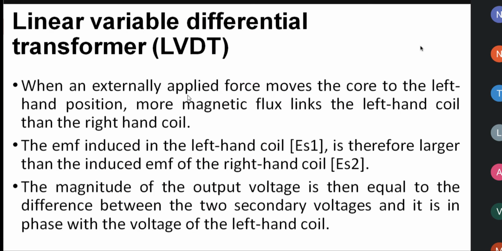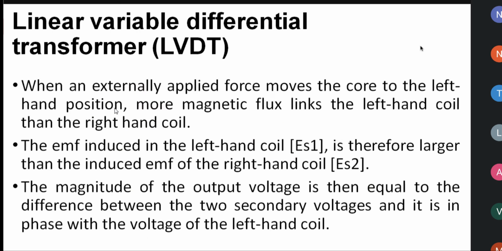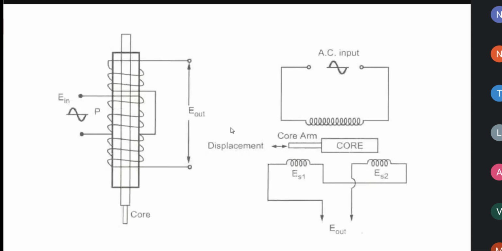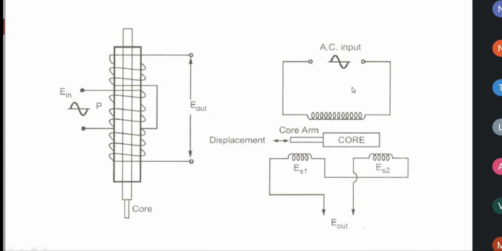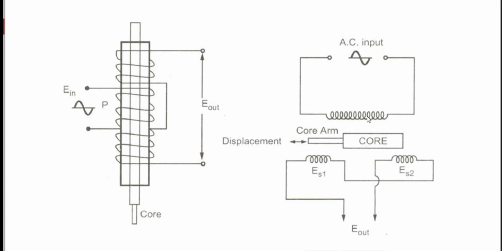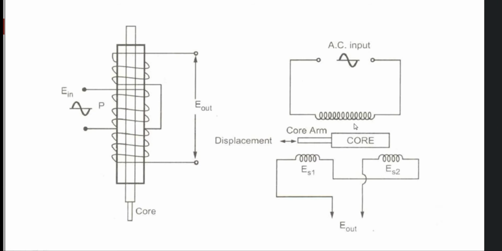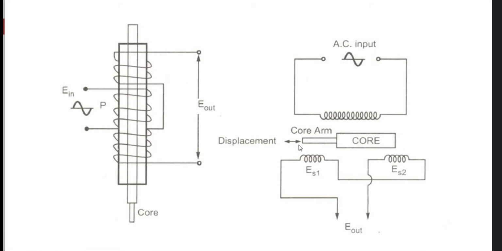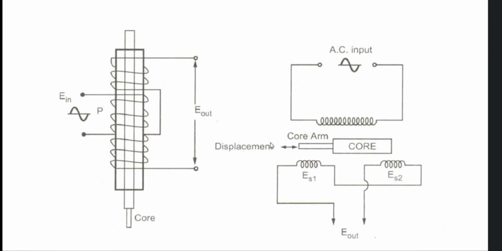Here they have given the detailed diagram. These two diagrams, this diagram and this diagram, both are the same. So next, what you are seeing is the practical diagram. This is the detailed diagram they have given here. So the primary winding, AC input we are giving. This is the core. This is called a core arm. So here alone we are getting the displacement.